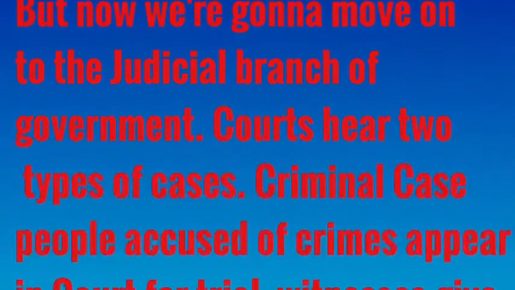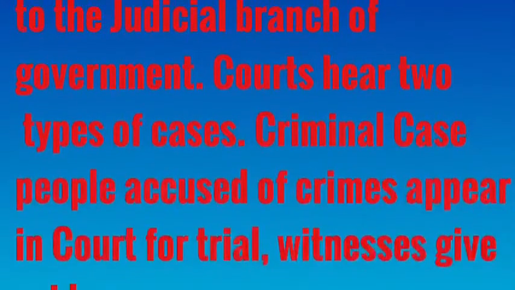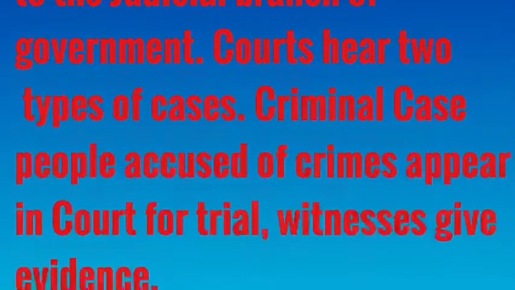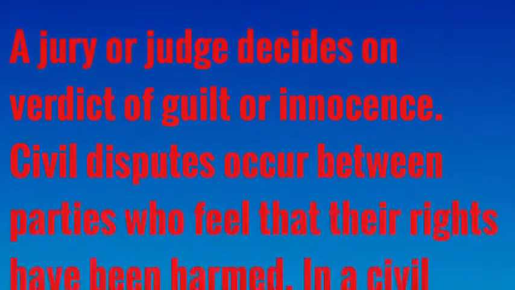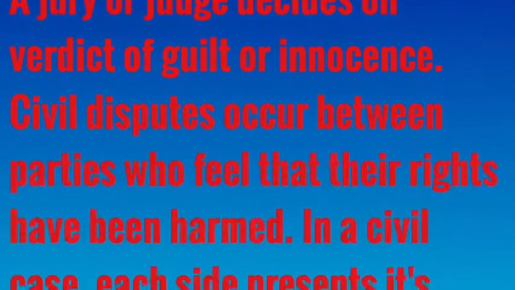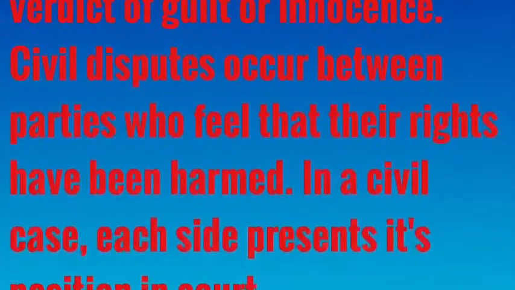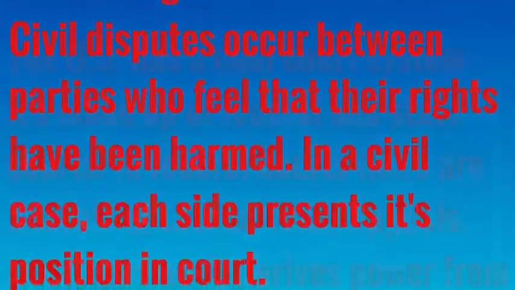Courts hear 2 types of cases. Criminal case, people accused of crimes appear in court for trial. In criminal trial, witnesses give evidence. A jury or judge decides on verdict of guilt or innocence. Civil disputes occur between parties who feel that their rights have been harmed. In a civil case, each side presents its position in court.